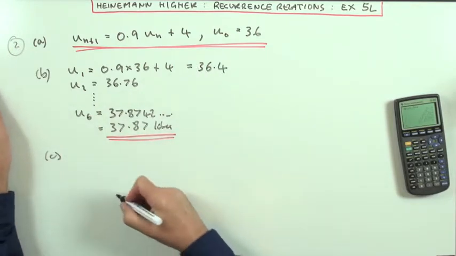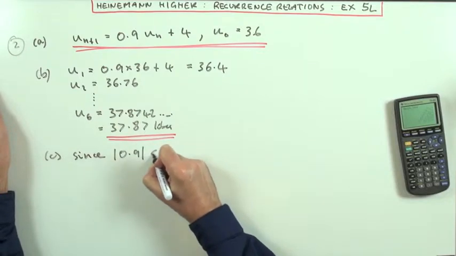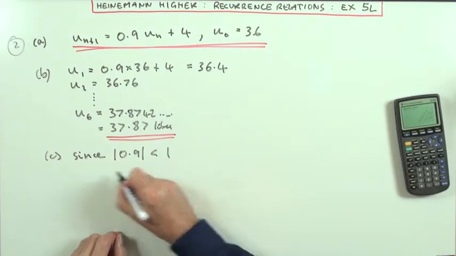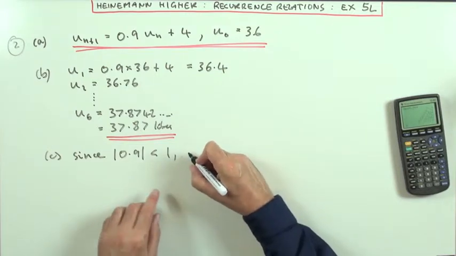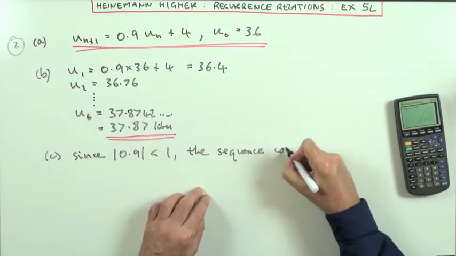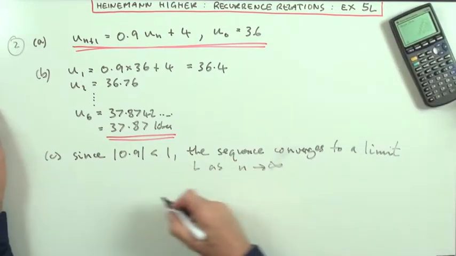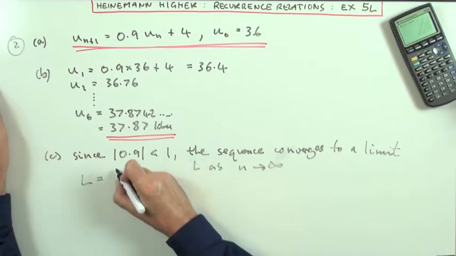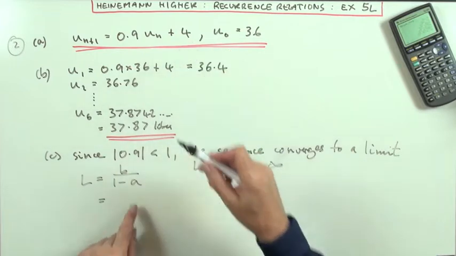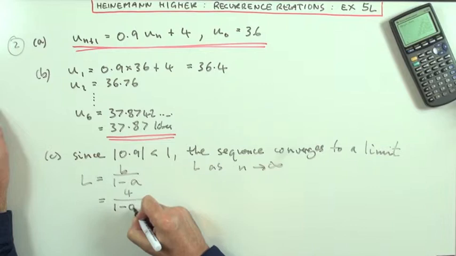So in part C I'll say, since the coefficient 0.9 is less than 1, just using the absolute value sign, you can always just say it's less than 1 and greater than negative 1, that means that the sequence converges to a limit L as n tends to infinity. That limit's given by, this time I'll just use the formula, b over 1 minus a, b being the amount that's added and a being the coefficient. So b is 4 and a is 0.9.